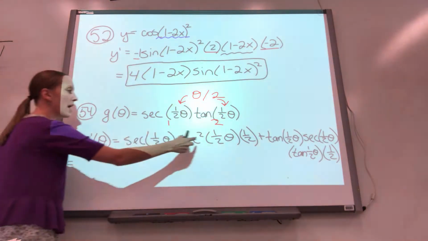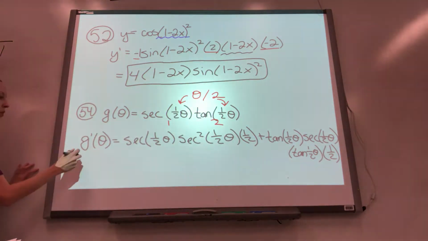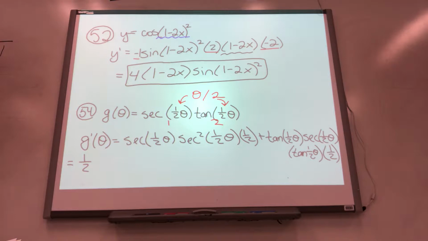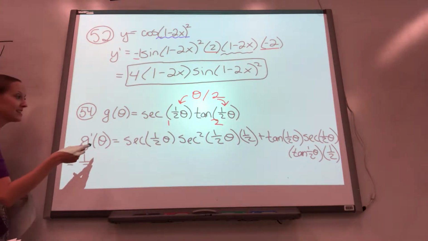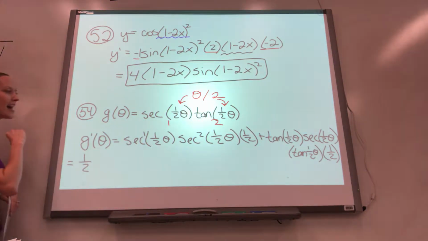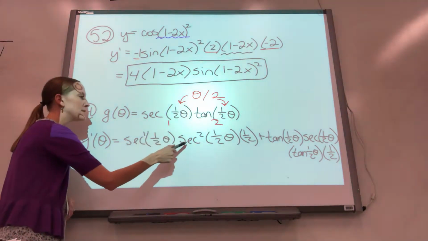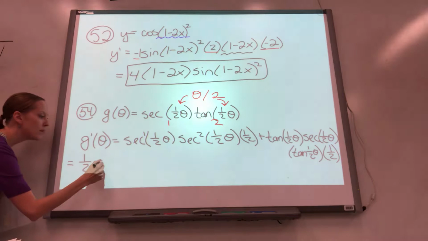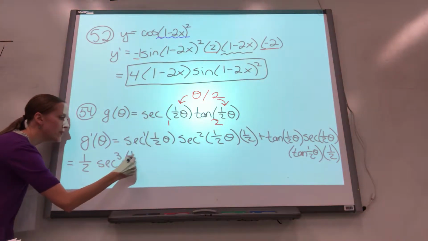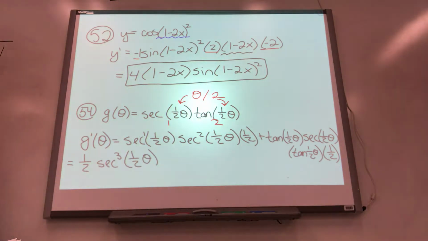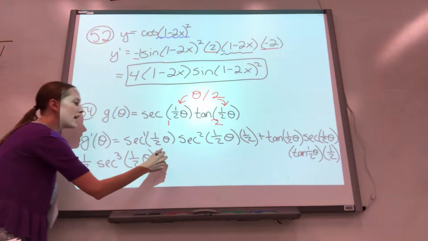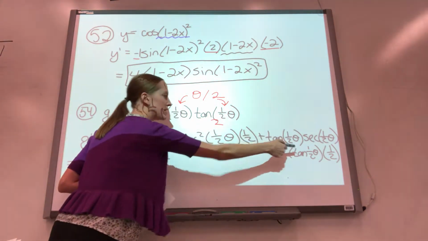So looking up front, I'm going to pull the 1/2 to the very front because it's like the only part that does not have a trig function with it. And then thinking of that as secant to the first times secant squared, that would be secant cubed of 1/2 theta. So I would multiply those together, and then I'll kind of do the same thing in the back.